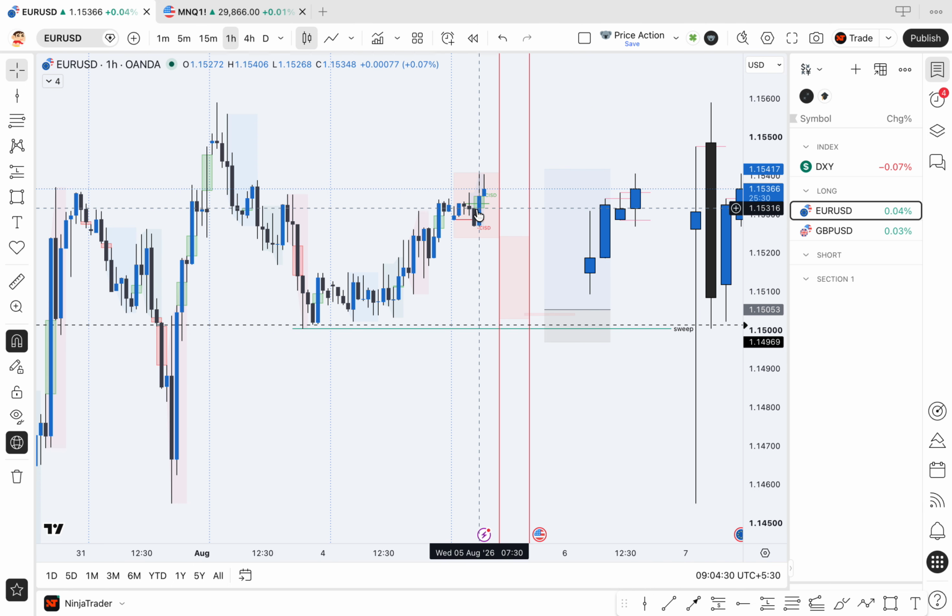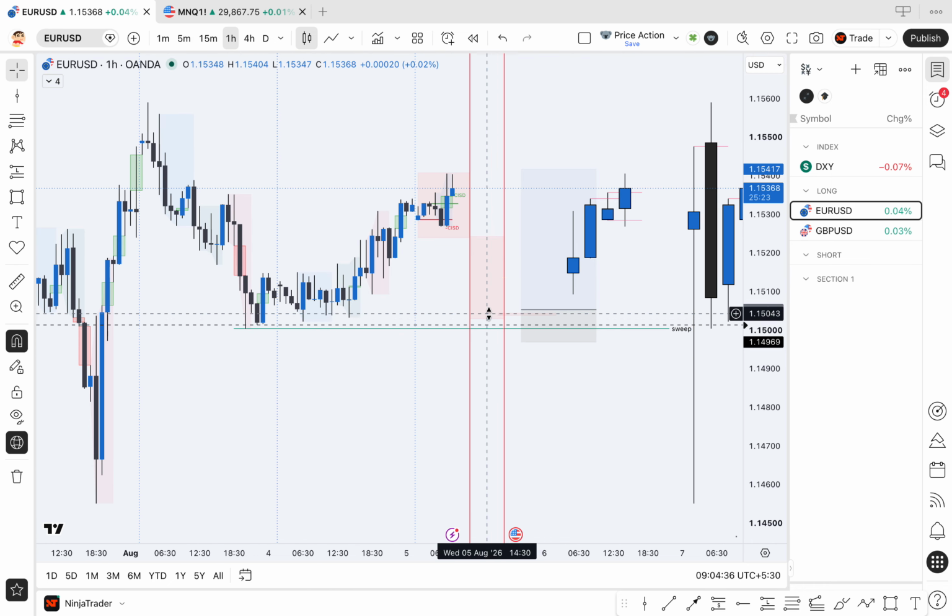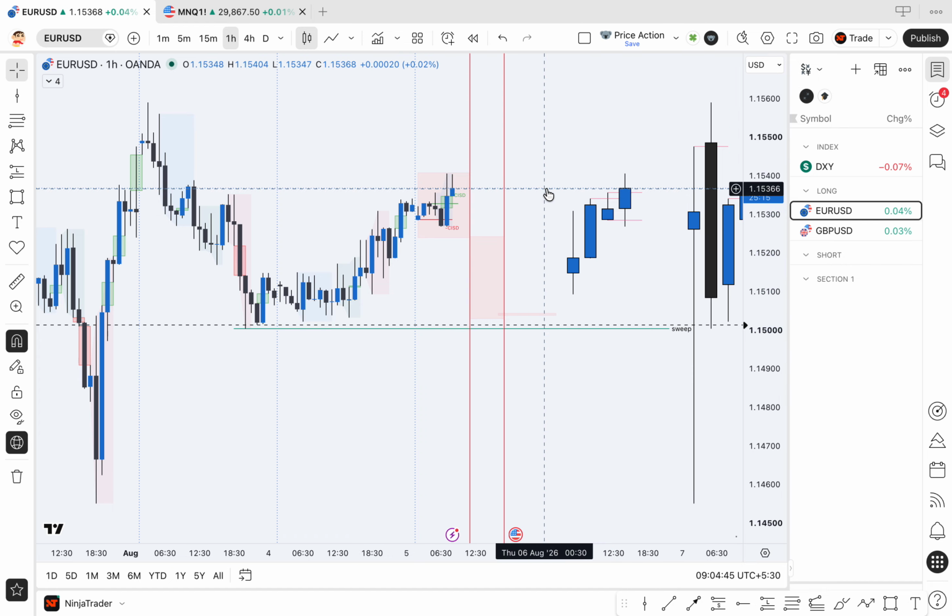So Asia, London opens, approaches the level, but cannot give us a sweep. Then New York opens, New York sweeps, closes back in above London, and then we get a push to the upside.